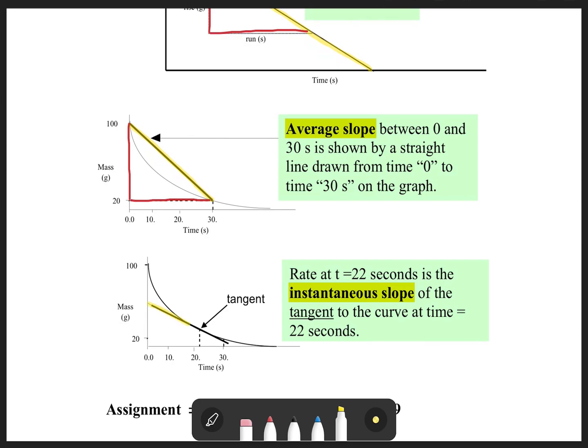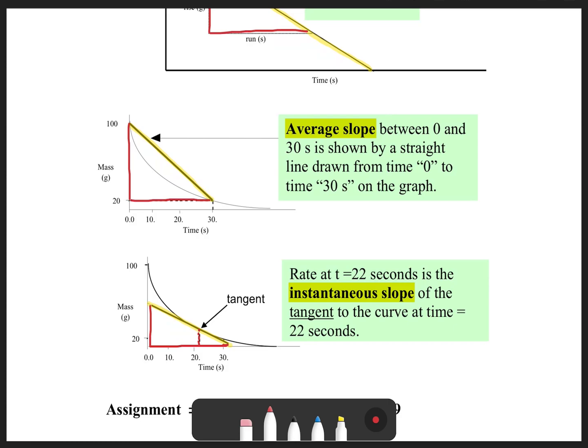So what we would do is we draw a line that is tangent to the curve. Tangent means it just touches the curve at a single point in time, and the time that we've indicated here is 22 seconds. So for our straight line tangent to the curve, we can then get our rise over run and calculate the slope of this line, and this would be our instantaneous slope for this curve at a time of 22 seconds.